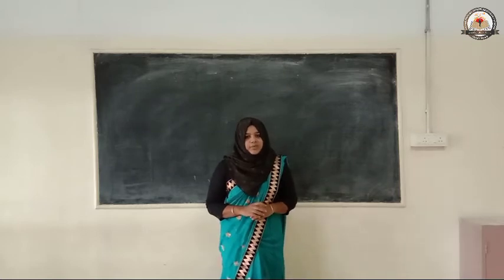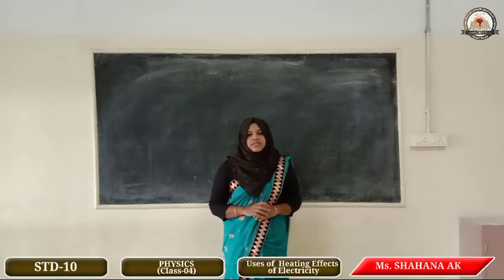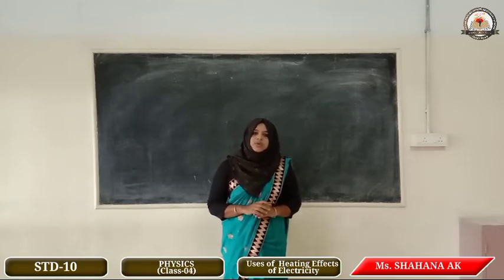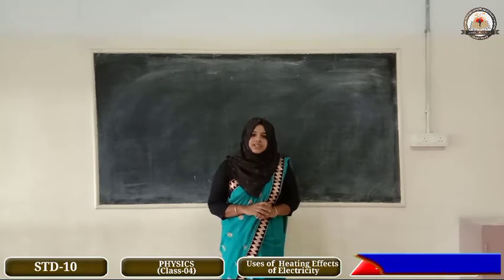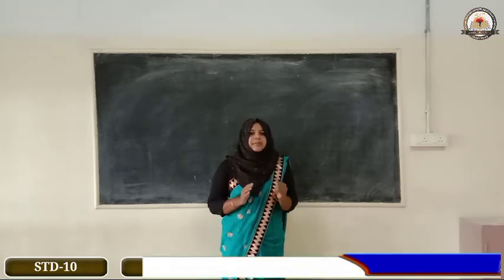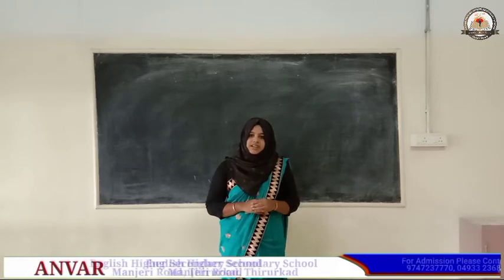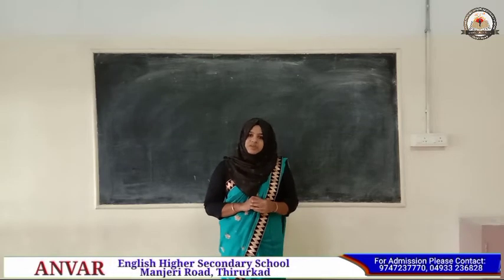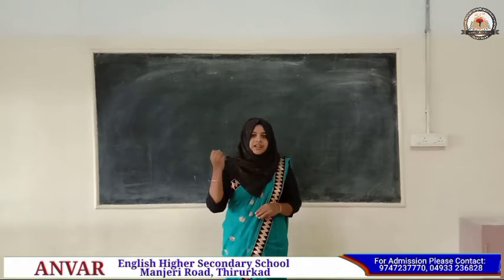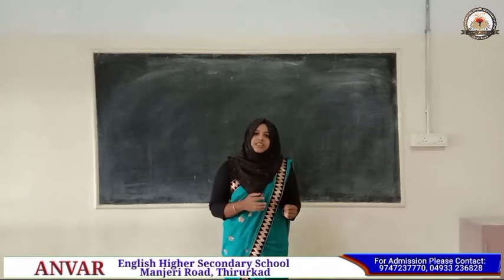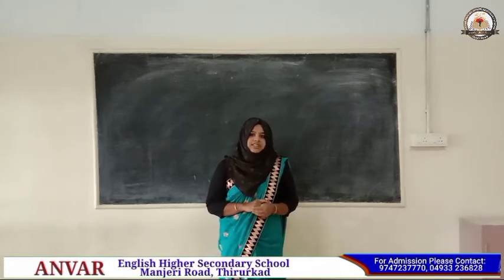Last class we discussed the arrangements of resistors in a circuit, isn't it? In today's class we are going to study the uses of the heating effect of electric current. There are many devices which work using this heating effect. What are some examples of such devices? Electric iron box, heater, soldering iron, etc. All these devices work using the heating effect of electric current.